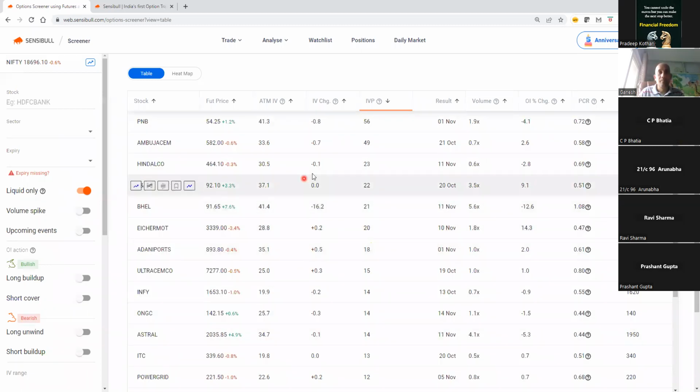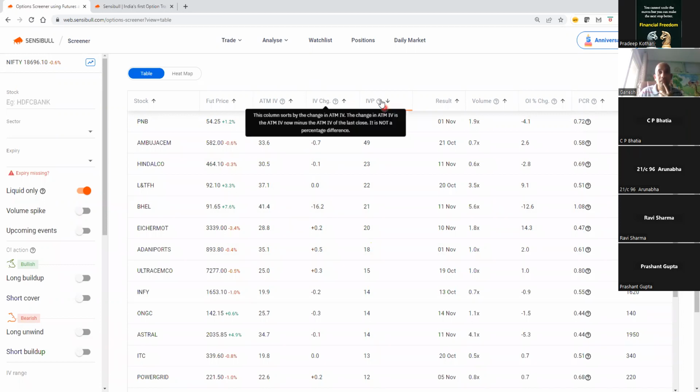More IVP means a better share, no sir? No, it's not about the share being better. When the IVP is high, you will get a better straddle premium. Yes, more premium, right?